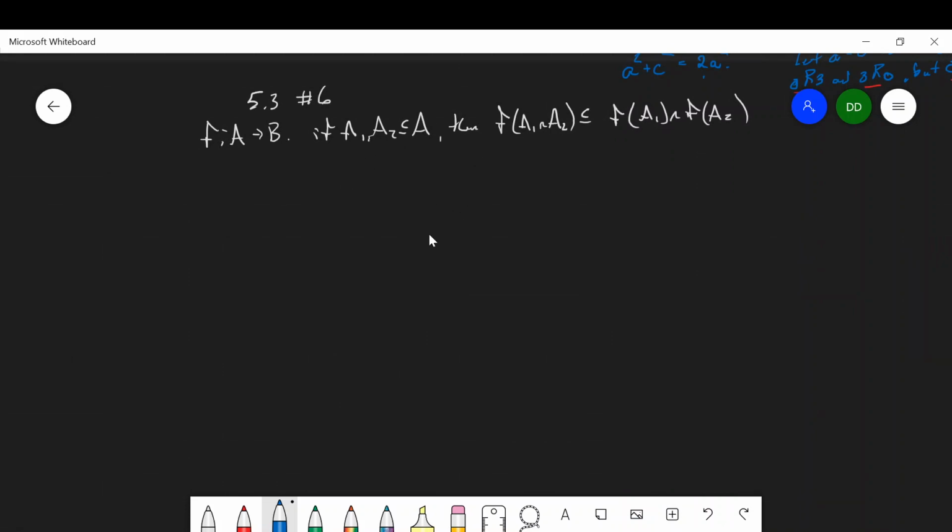5.3, number 6. So we have this function that goes from A to B. So if A1 and A2 are in A, so in the domain, then the image of the set A1 intersect A2 is inside of the intersection of the image of A1 and the image of A2. That's what I'd like to show.